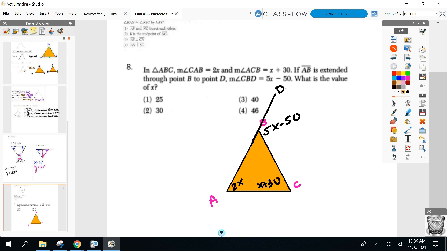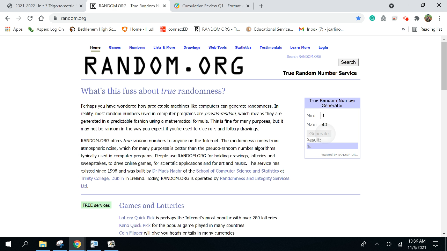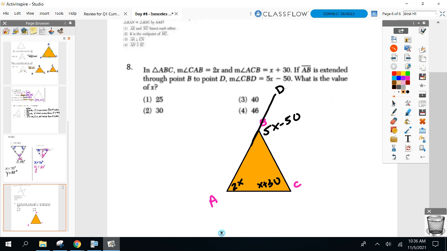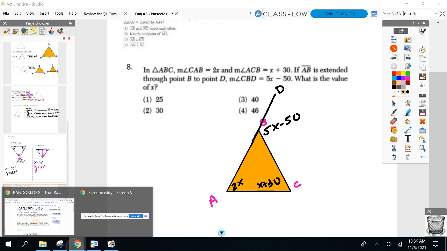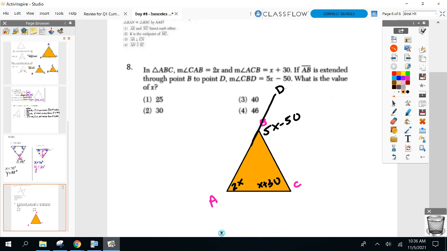This is this unit, isn't it? Something we've done this unit. Set up the equation for me now. Okay, what's the equation going to be using our exterior angle theorem? Come on, I'll be patient now. Got an equation for me I could set up? Exterior angle theorem. 2x plus x plus 30 equals 5x minus 50.